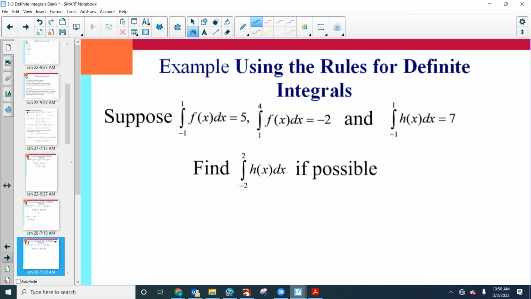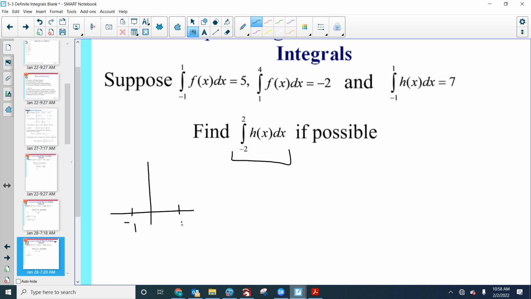And the next one. Find the integral from -2 to 2 of h of x. Well, there's only one up there with h of x. It goes from -1 to 1. What do you think? -1 to 1, the net area is 7. How about -2 to 2? I have no idea, because it's not necessarily symmetric, right? Not possible. You don't know enough information to be able to do that.